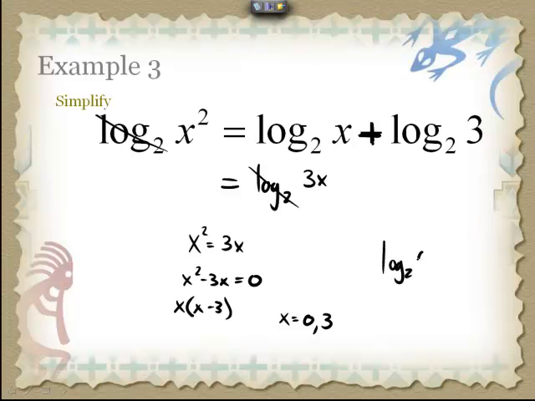If this was log base 2 of 0, you're asking yourself, what power do I have to raise 2 up to make 0? There's no power I can raise 2 up to suddenly make it 0. That's not going to work. So this value, I mentioned before, it's not allowed to be negative. It's not allowed to be 0 either. It's got to be a positive number. So this is an extraneous solution, and 3 is my only answer.